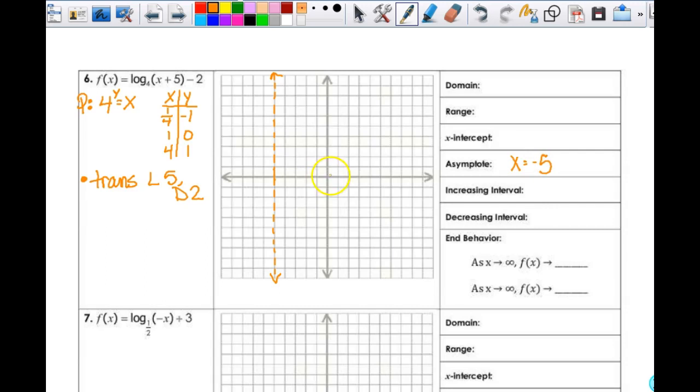Then I'm going to find my parent function points, but then do those transformations. So when x is 1/4, y is -1. That's for my parent function. Then from there I go left 5, 1, 2, 3, 4, 5, and down 2. And I end up right there.